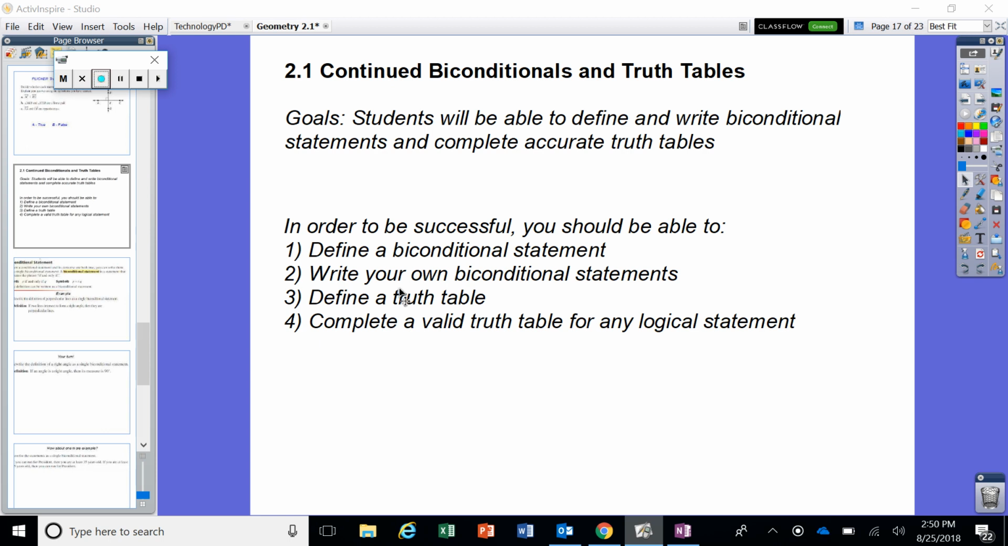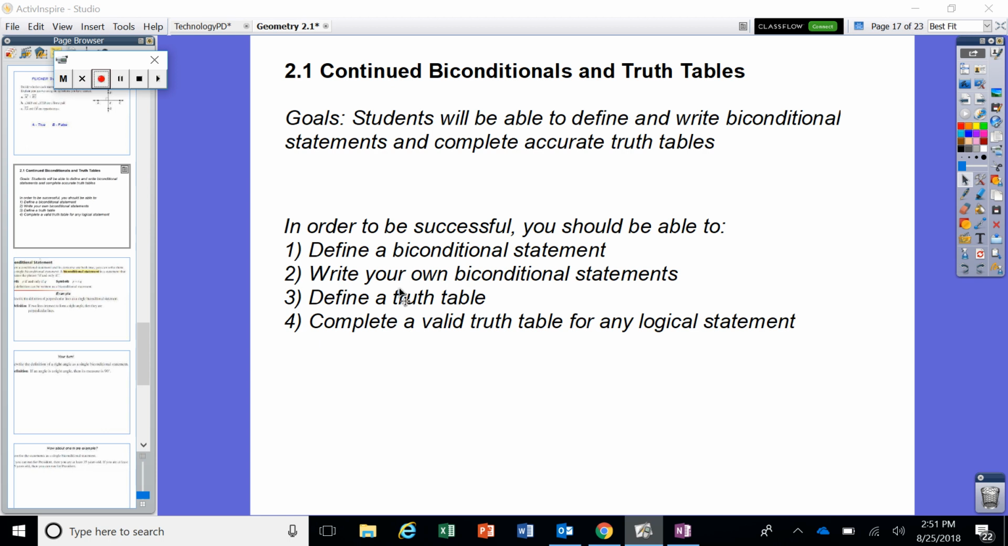All right, ladies and gentlemen, so we're going to be diving on into the second half of 2.1 for this lesson, and we're going to start looking into what we call biconditional statements and one of my favorite things in our topic of logic and reasoning, which is truth tables. So the goals of this video are to be able to define and write biconditional statements and complete accurate truth tables.